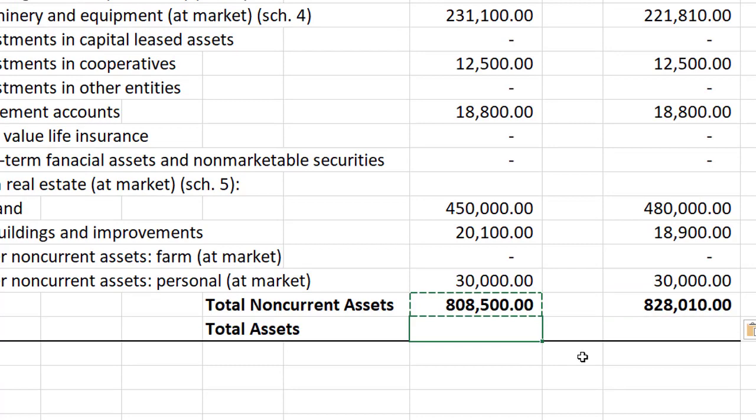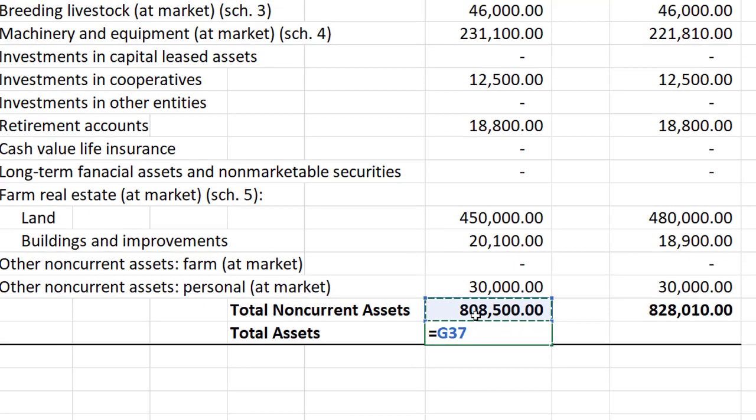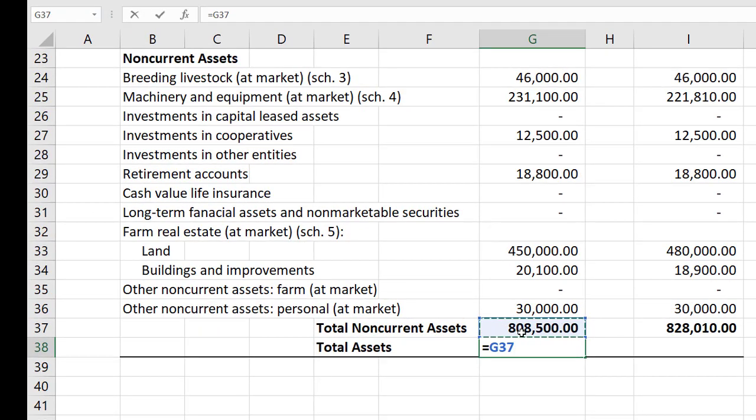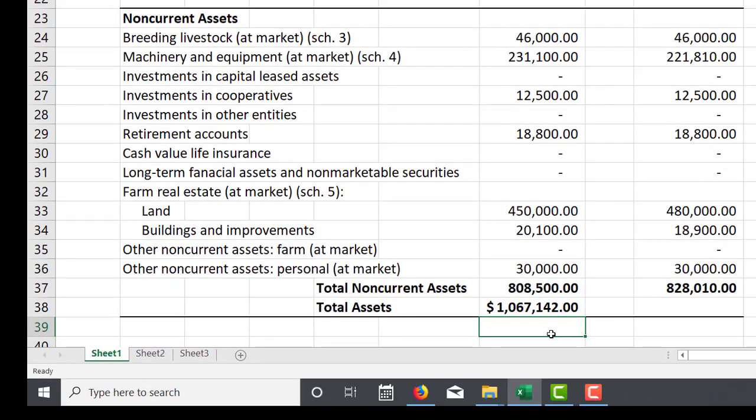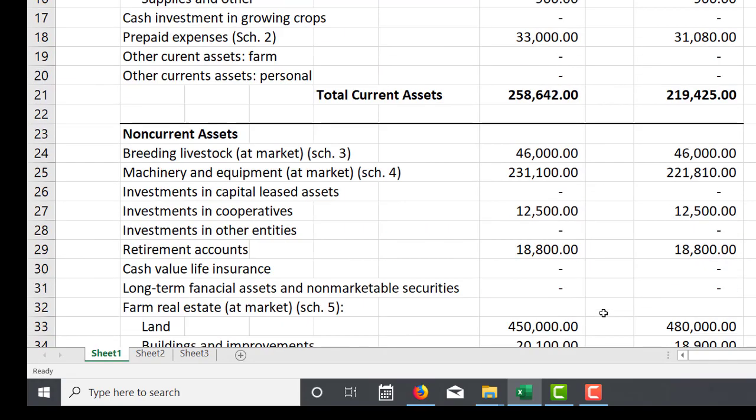Now we have to total up all of our assets. So we're just going to hit an equal sign and then click on our total non-current assets of $808,000 and some change, type a plus, and click on our total for current assets and hit enter. And that gives us a total assets of just over 1 million in this accounting cycle. And in the following year, Control C to copy, Control V to paste, we get slightly over $1 million in total assets. Total assets for this operation seems to have declined, which may or may not be a good thing, but that's a discussion for another day.